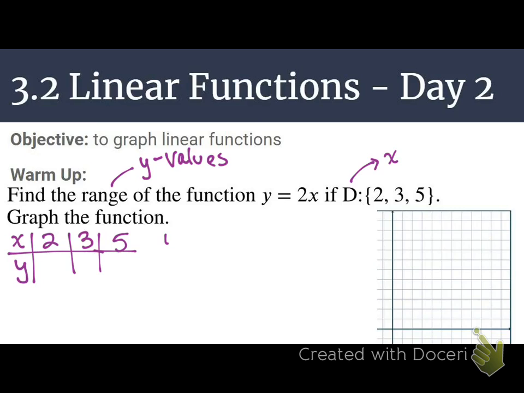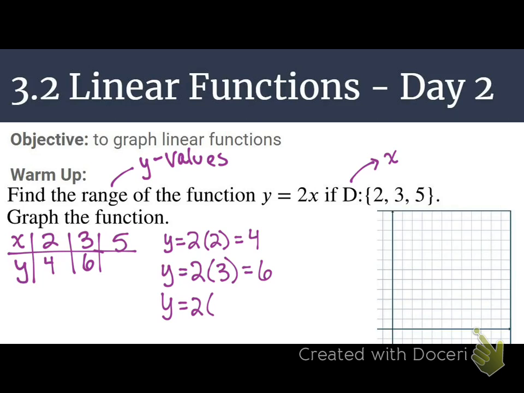Good. So first we have y equals 2 times 2, which is 4. So that's my first y value. Next, I have y equals 2 times 3, which is 6. There's my next y value. Last, I have y equals 2 times 5, which is 10. Questions about getting our range from our domain?